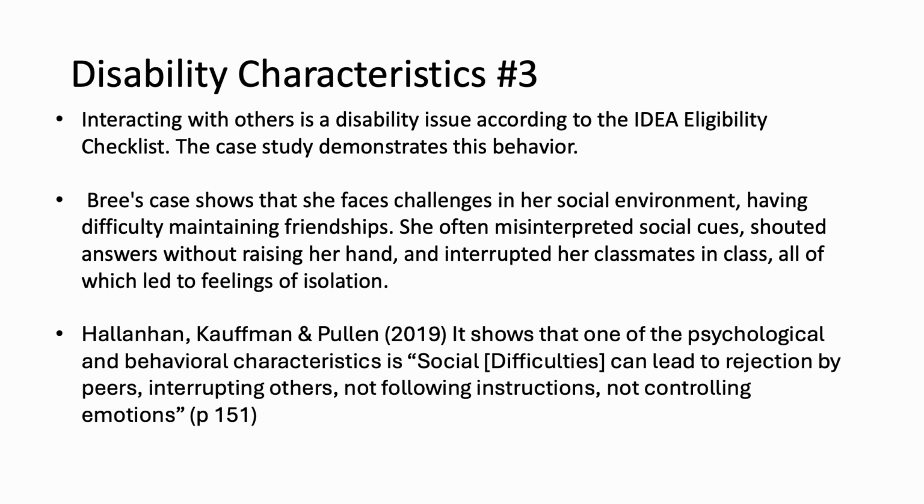Because Brie struggled to have friendships, the IDEA eligibility checklists show us a category called interacting with others. Brie has social problems because she doesn't follow class directions and she is impulsive. It has led to conflict with her classmates. These conflicts have resulted in her feeling isolated.